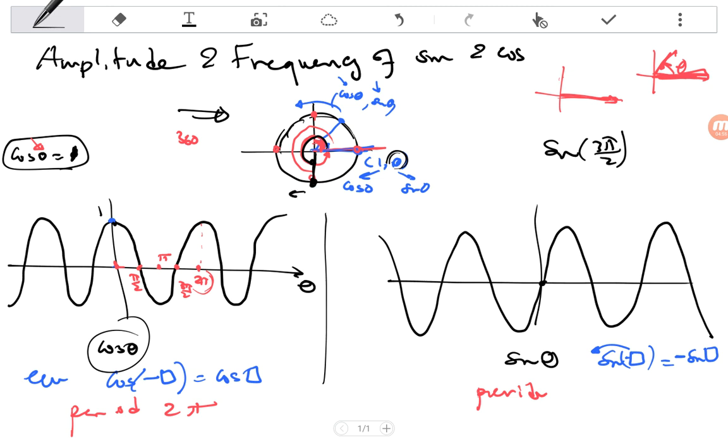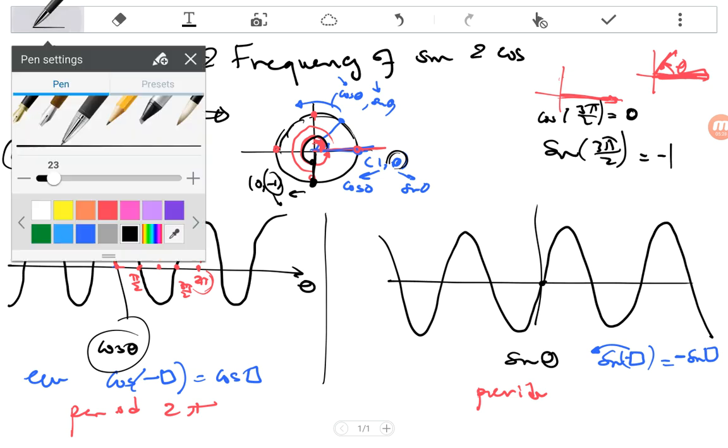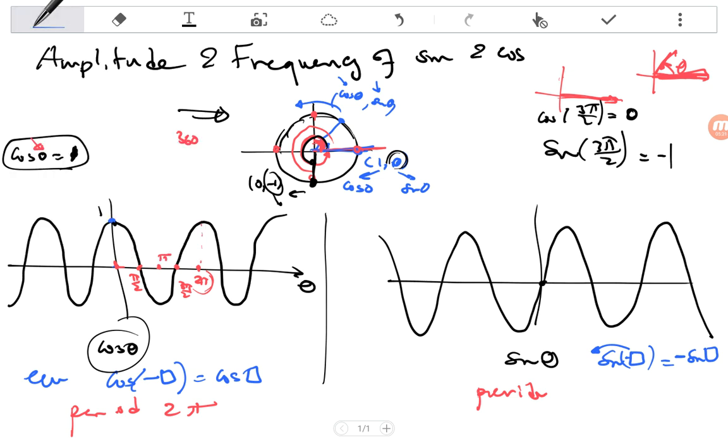What are the coordinates of this point? They are 0 and -1. So that's why the cosine of that angle, cosine of 3 pi over 2, is just 0, and the sine of that angle is just -1. Okay? So by the unit circle we can know the sine and cosine of the four main angles without calculators.